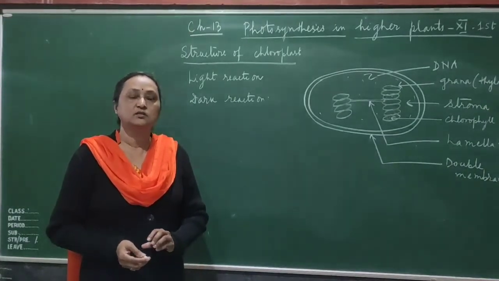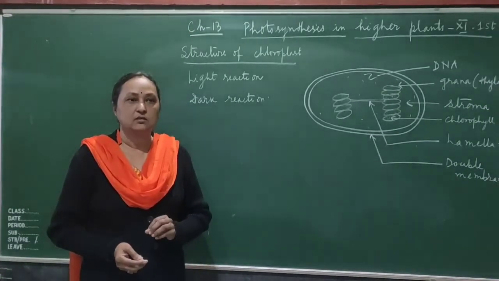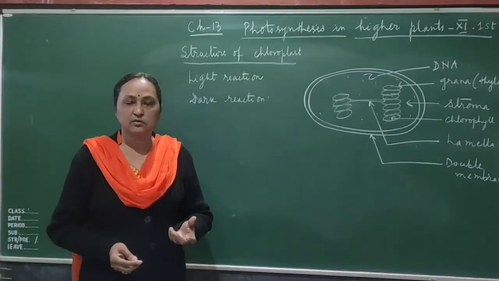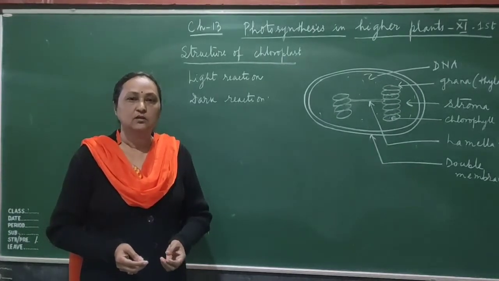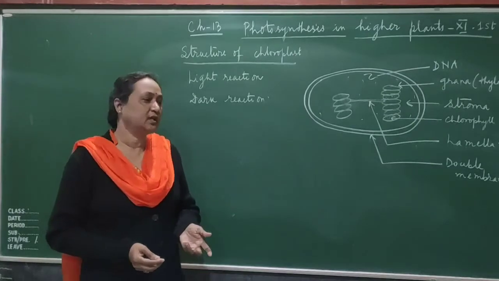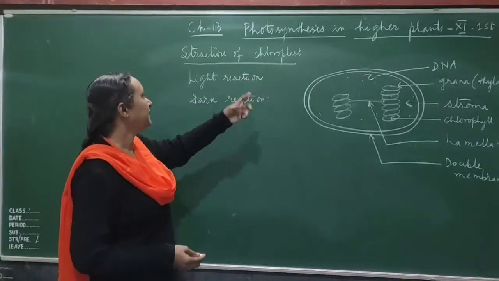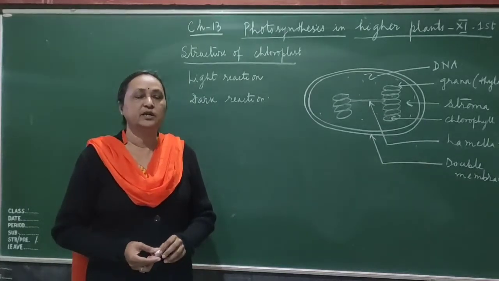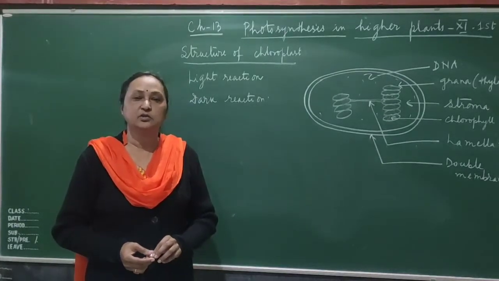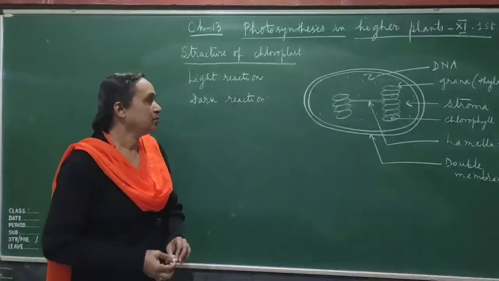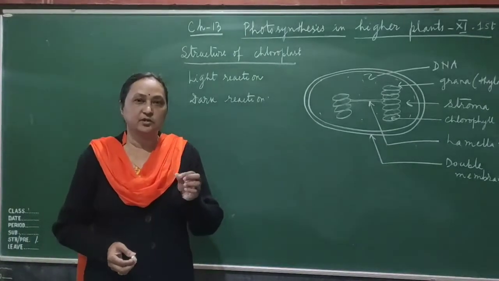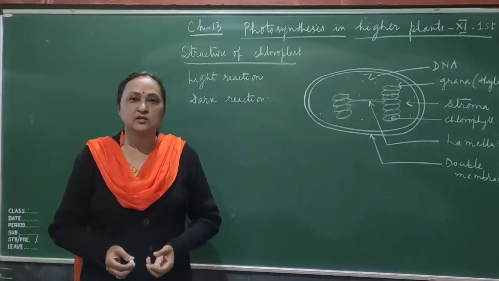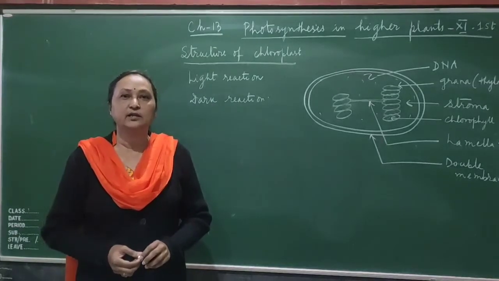Now we will discuss the structure of the chloroplast. I think I have already explained it in the chapter on the cell, so once again I am repeating the same thing. Chloroplast is the organelle which has chlorophyll pigments, and it is mainly present in the green parts of the plants. It is a disc-shaped, oval or spherical structure which is surrounded by a double membrane.